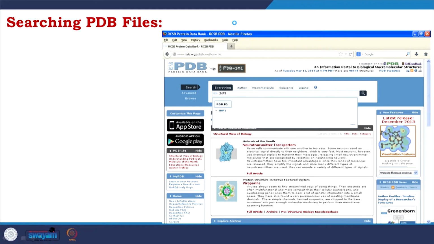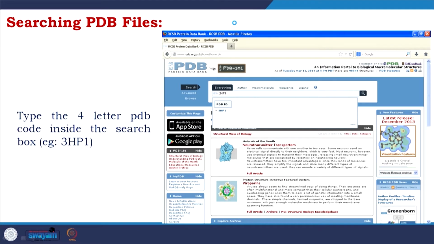This is the home page of PDB. First you have to search for a PDB file, and for that, if you remember, you have to use a 4-letter number combination, which is called a PDB code.